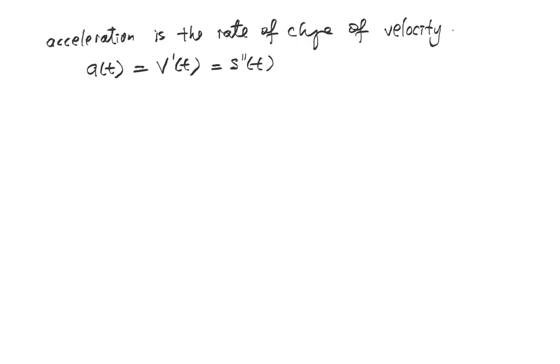velocity. Okay, so just now our velocity is 6t² + 6t − 36, correct? So acceleration will be 12t + 6. Am I right? You differentiate this.